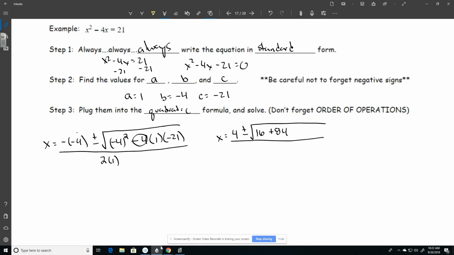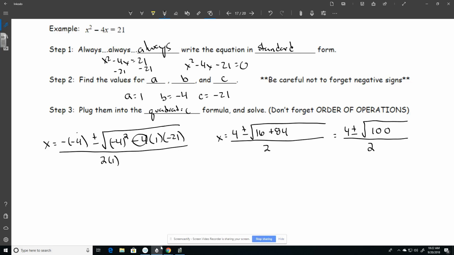And then I have my divide by 2 times 1, which is just 2. So 4 plus and minus the square root of 16 plus 84. Let's simplify that a little bit more. 4 plus and minus the square root of 16 plus 84, which is 100, and all of that has to be divided by 2.